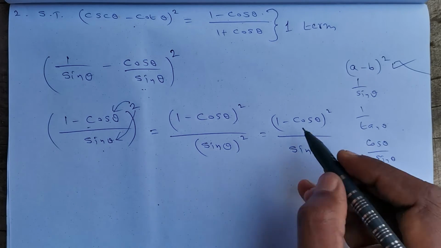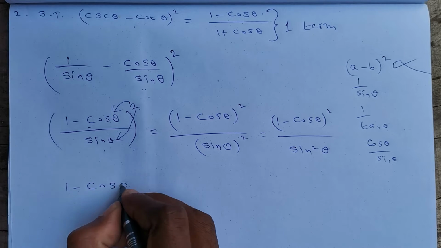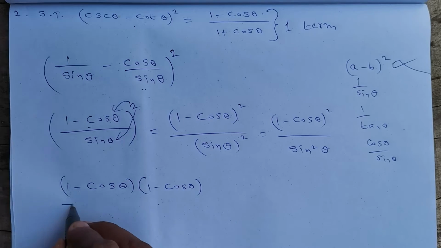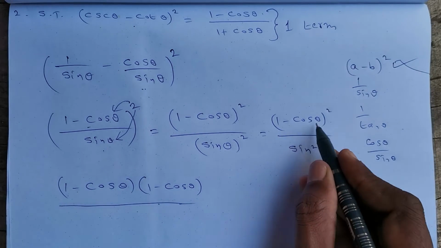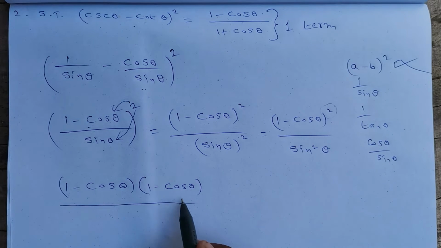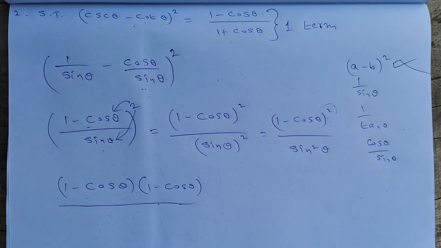Now in the numerator we have 1 minus cos theta whole square, that can be written as 1 minus cos theta into 1 minus cos theta, because 1 minus cos theta whole square means 1 minus cos theta is there 2 times. So (1 minus cos theta) into (1 minus cos theta) divided by sin square theta. Whenever we see sin square theta or cos square theta or secant square or cosecant square or tan square or cot square, immediately we run to identities.